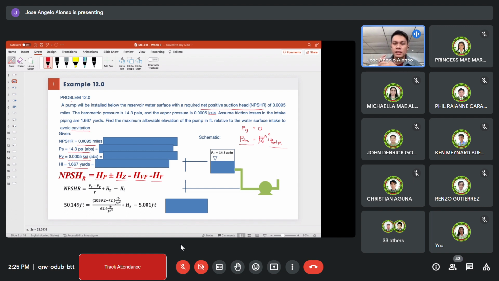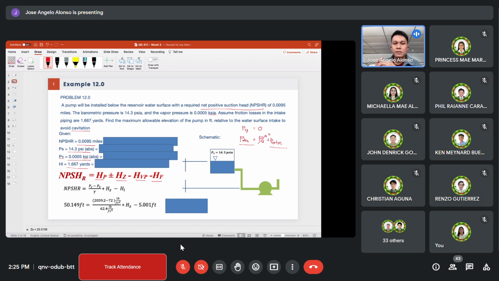Okay, so let's convert everything. As you can see, the given values provided here are not in a standard or uniform unit. Medyo masakit sa mata: miles, PSI, KSI, and yards. So let's make it uniform. English unit yung pinag-uusapan natin dito, and ang kailangan nating output dito is in linear feet.